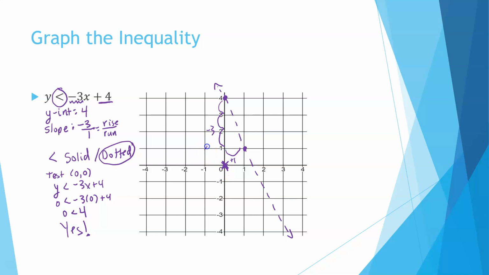What that means is actually this would be a solution, this would be a solution, this would be a solution. Anything on this side of the line is a solution. But if I had tested anything over here, I would have gotten no.